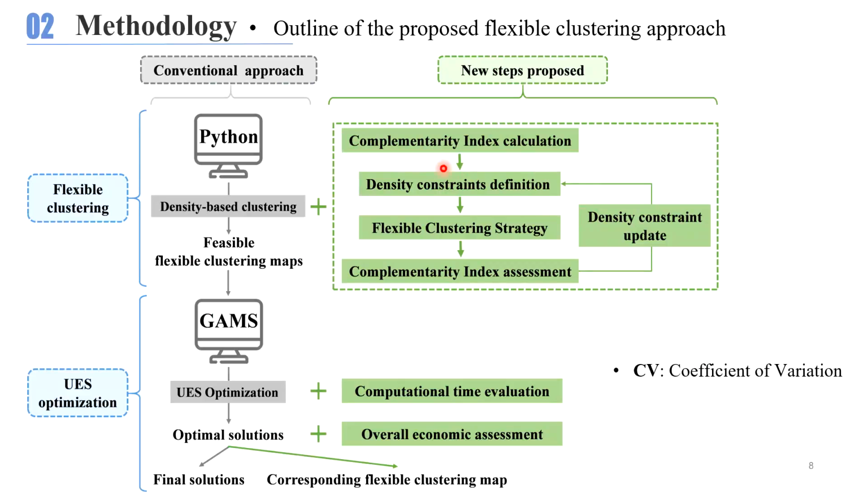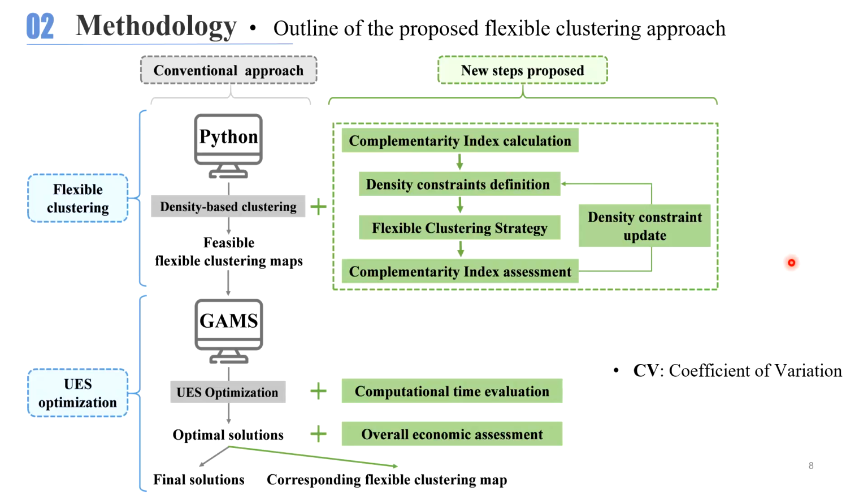After defining the new density constraint, outliers can be added into certain basic clusters, and flexible clustering strategy is applied to generate new clustering maps based on the basic clustering map, and then the new maps with lower CV value than before will be selected as feasible clustering maps. And the feedback loop will be repeated after defining a new density constraint.